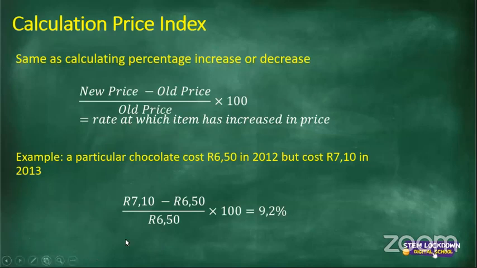Okay, so you see what we did? The new price is R7.10 minus the old price, which is R6.50, divided by the old price, which is R6.50, multiplied by 100. And then our answer is 9.23%.